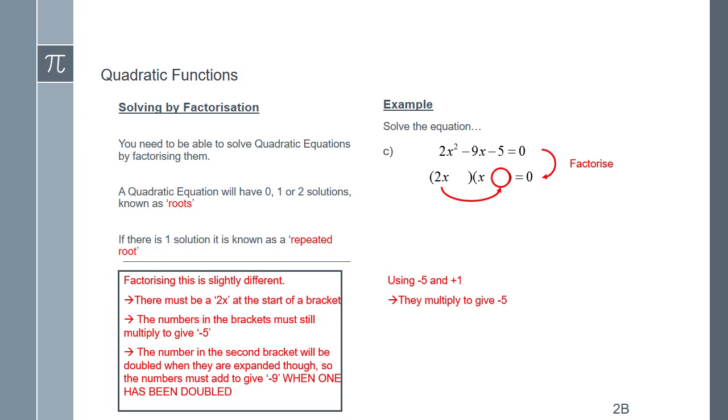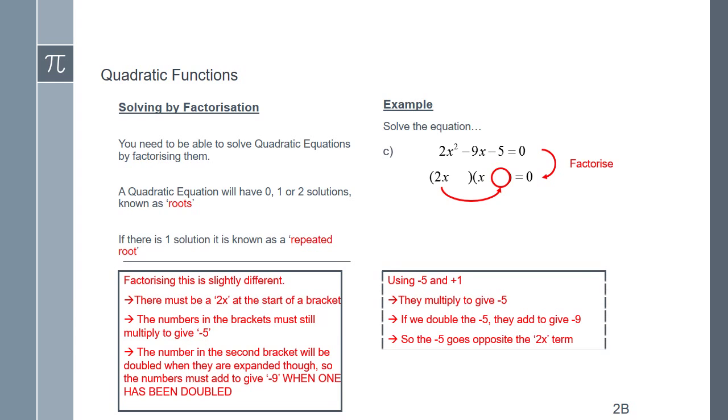So if we're using minus 5 and 1, which times to be minus 5, then the minus 5 has to be doubled to give minus 10 plus 1 to make the minus 9. So the minus 5 has to go in the opposite bracket to the 2x. So it's (2x plus 1)(x minus 5) is equal to 0.